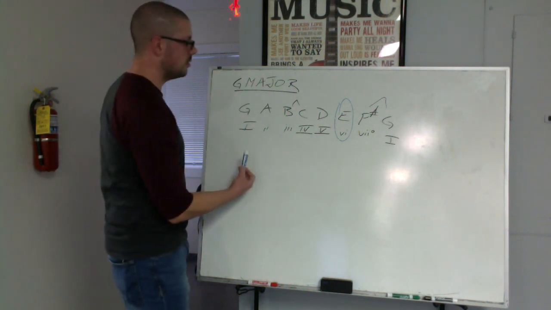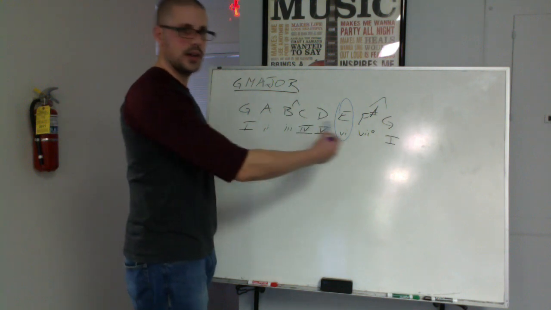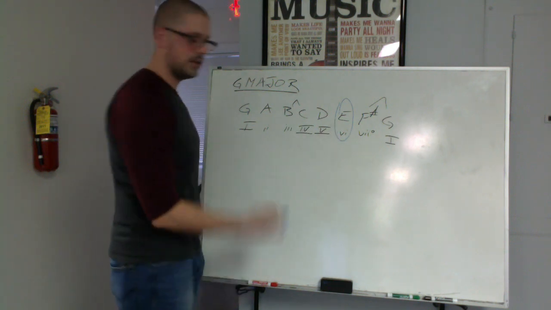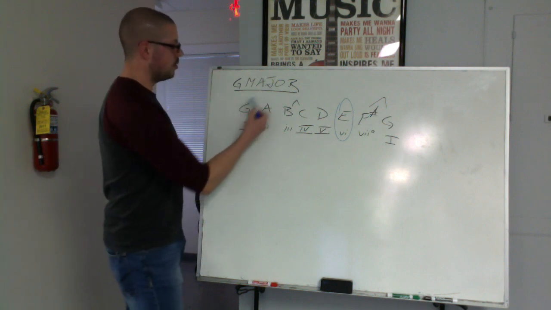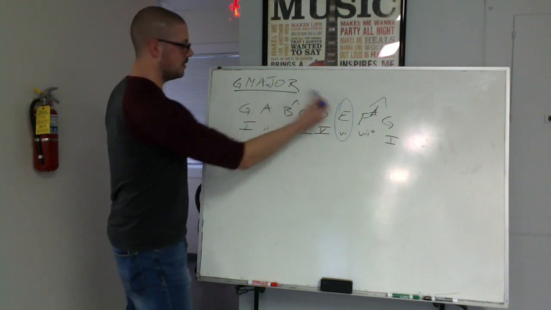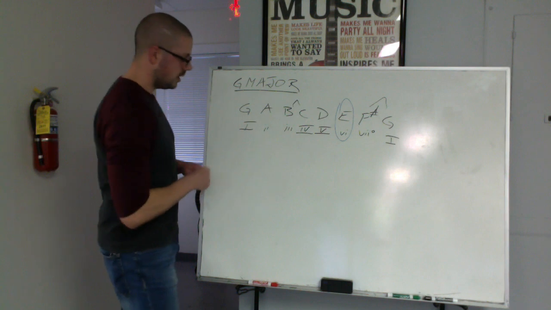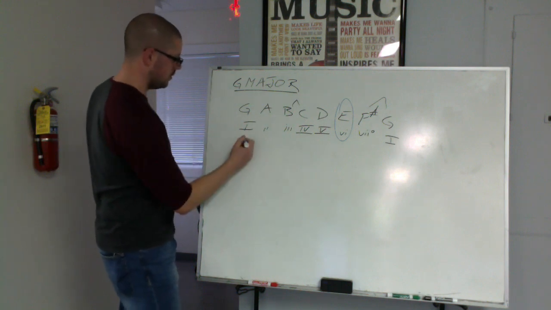So you figure, well, I'm in a major key. Why are there different kinds of chords in the major key? Why aren't they just all major? And the reason is that when you make a chord, you're doing a skip in the scale. So the G chord here is G, B, and D.